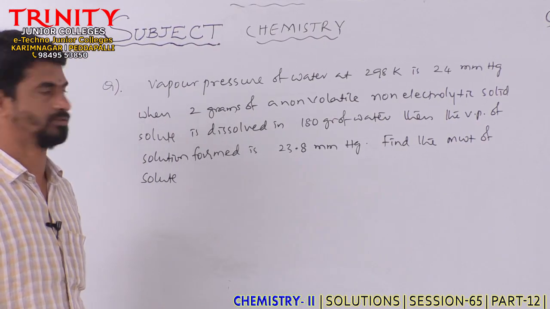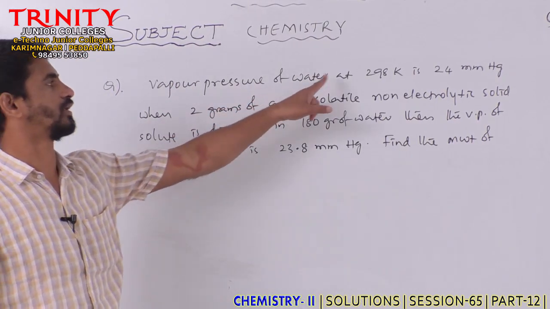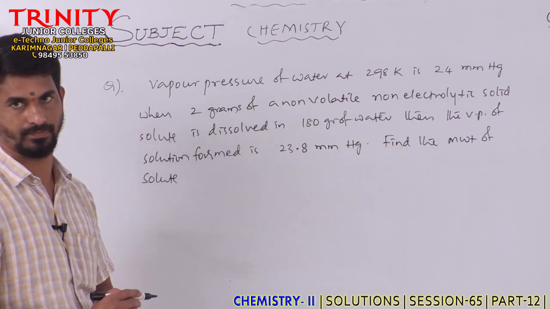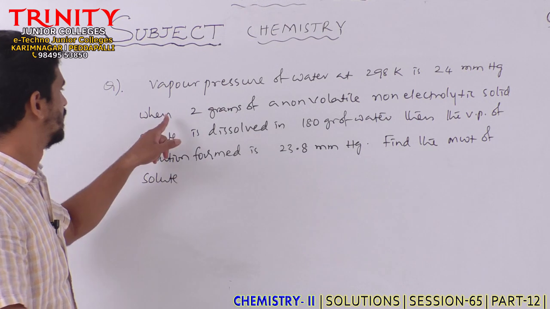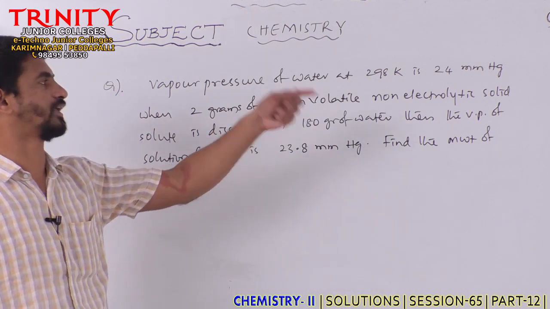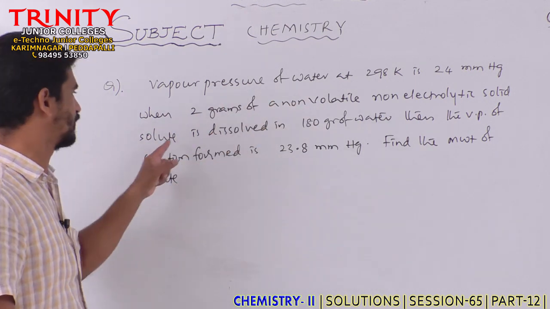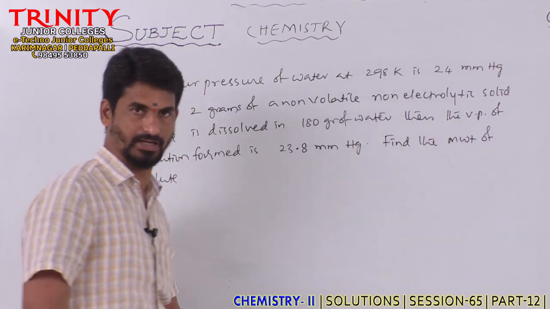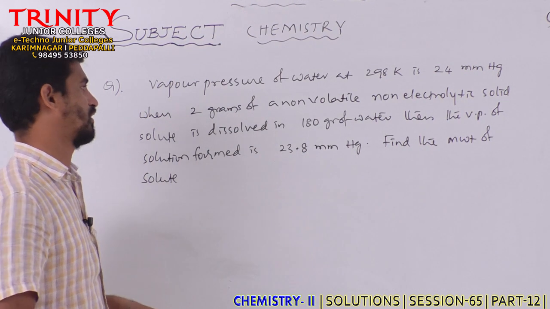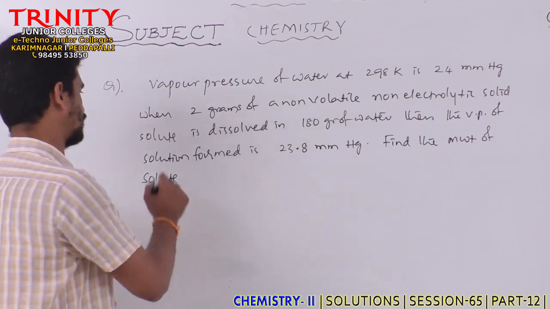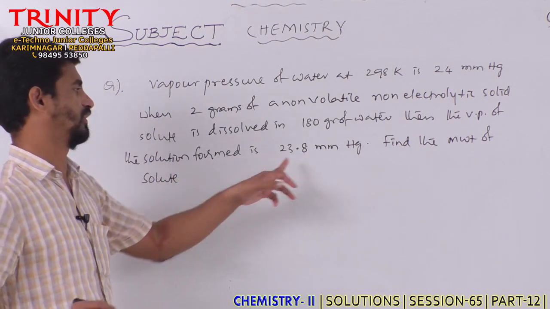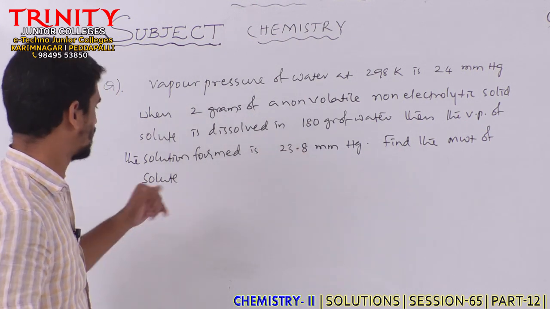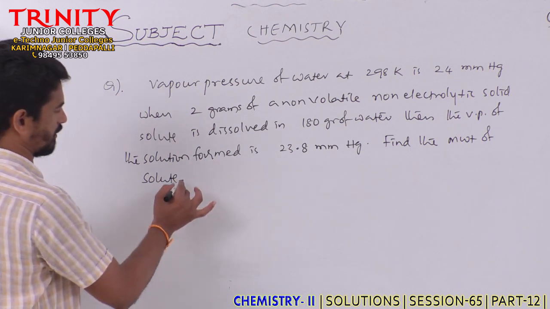So next question. Vapor pressure of water at 298 kelvins is 24 mm of Hg. When 2 grams of a non-volatile, non-electrolytic solid solute is dissolved in 180 grams of water, then vapor pressure of the solution formed is 23.8 mm of Hg. Then find the molecular weight of solute.